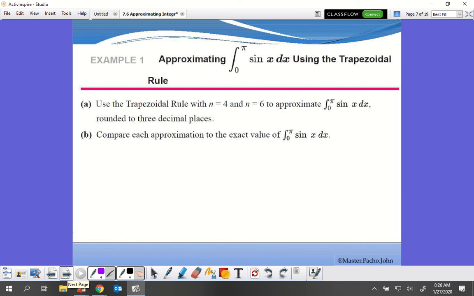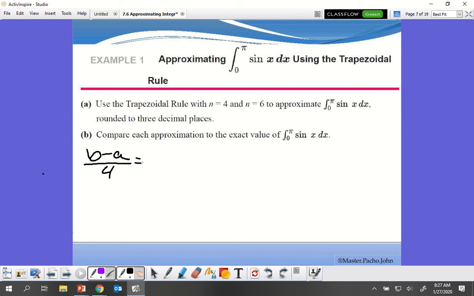Use trapezoid rule with n equals 4, n equals 6, approximate the integral from 0 to pi of sine of x dx, round to 3 decimal places. Okay, so I know sine is a wave, isn't it? Now let's first figure out my delta x. How would I figure out the delta x? B minus A. So B is pi, A is 0, divide that by 4.